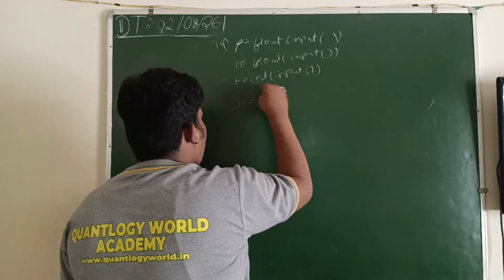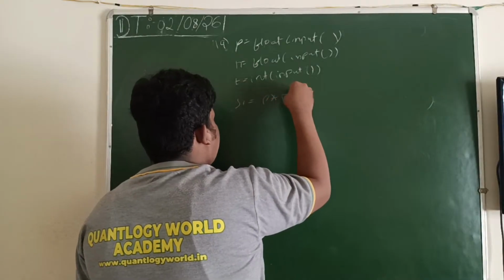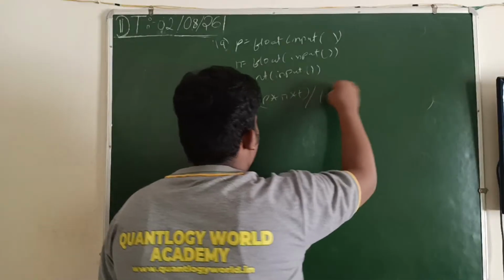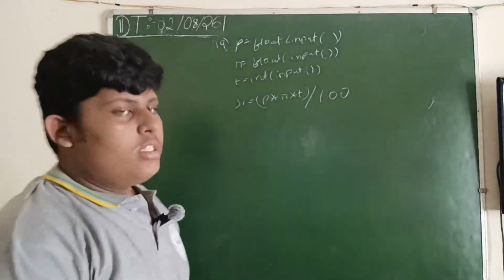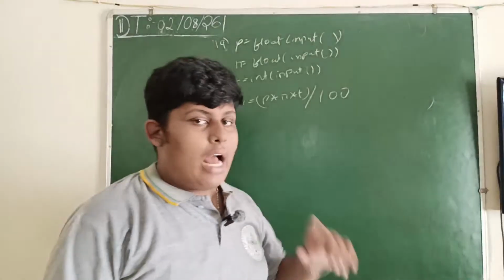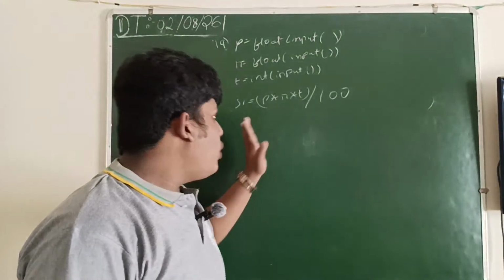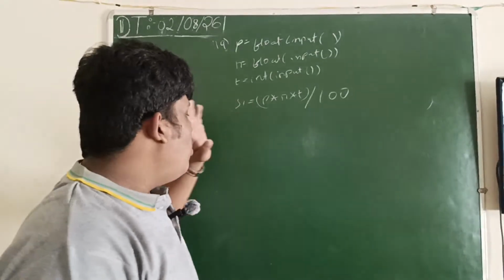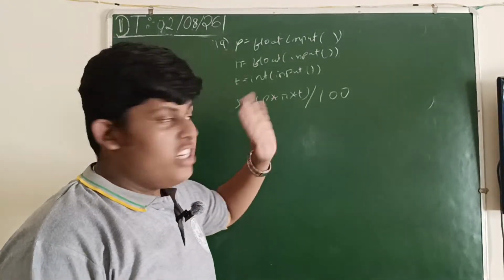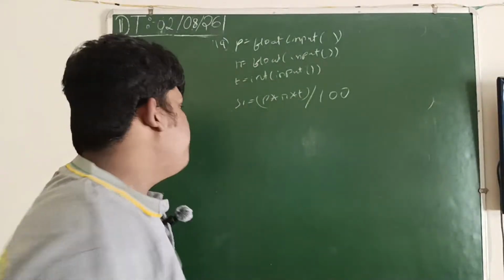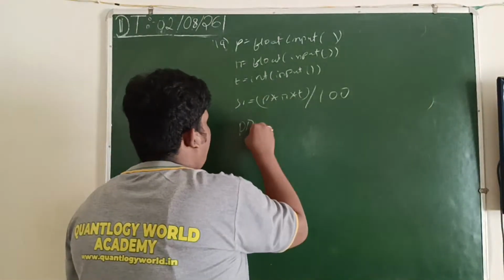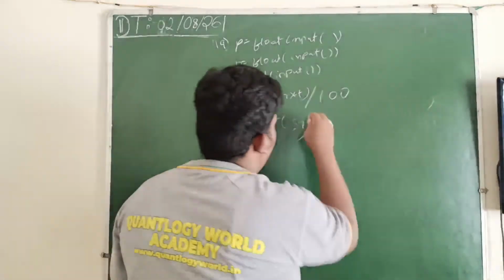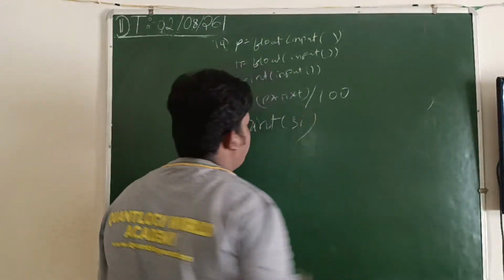SI equal to P asterisk R asterisk T slash 100. This is the formula for simple interest, that is PRT by 100. As we read in maths, to calculate the simple interest, the formula is PRT by 100. So P asterisk R asterisk T whole divided by 100. Completed.